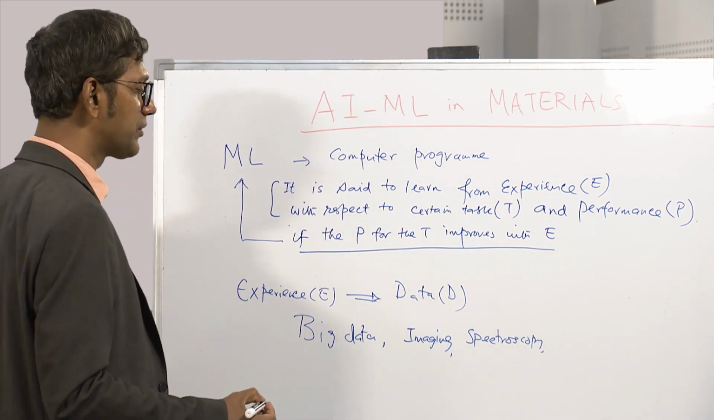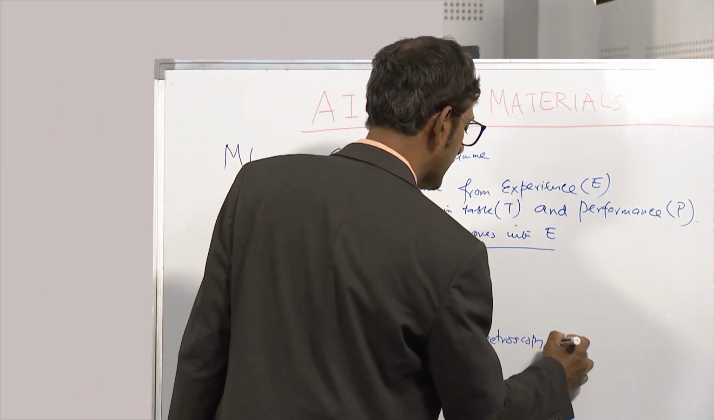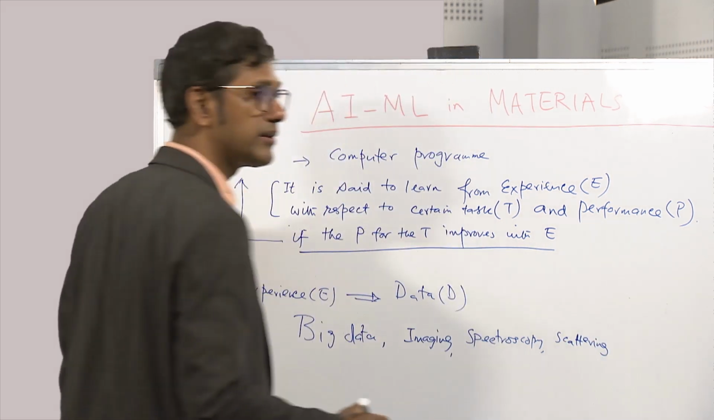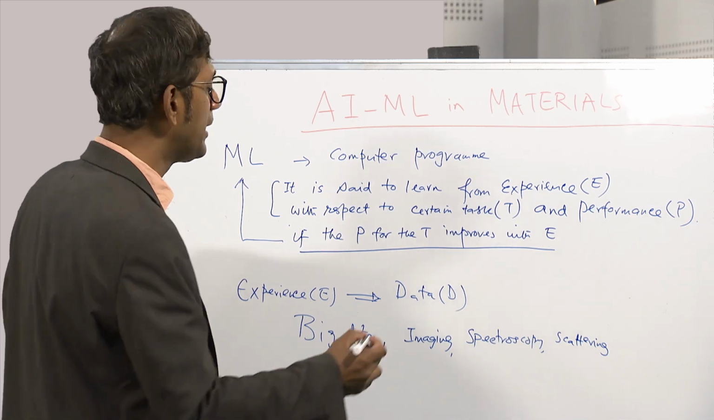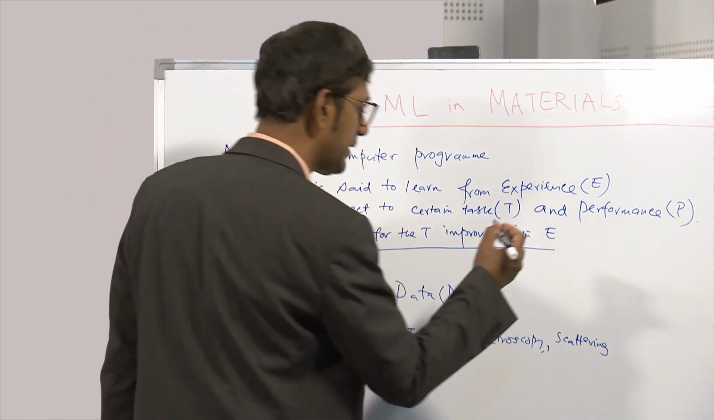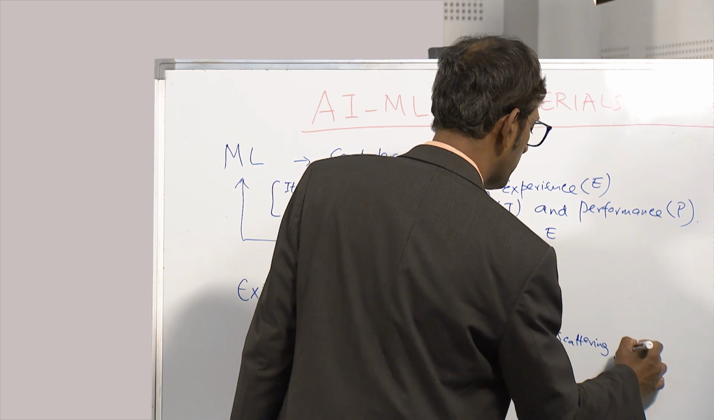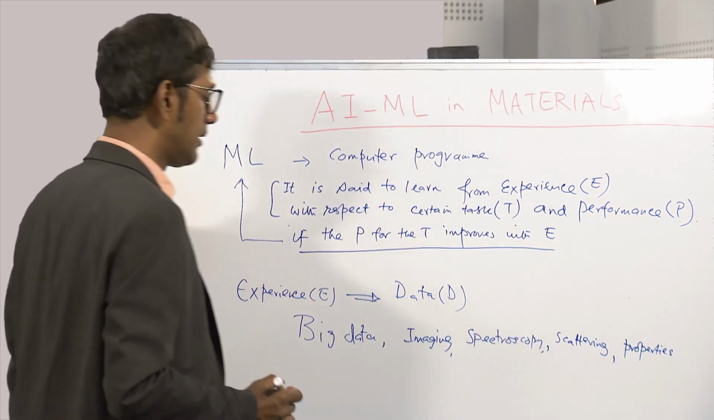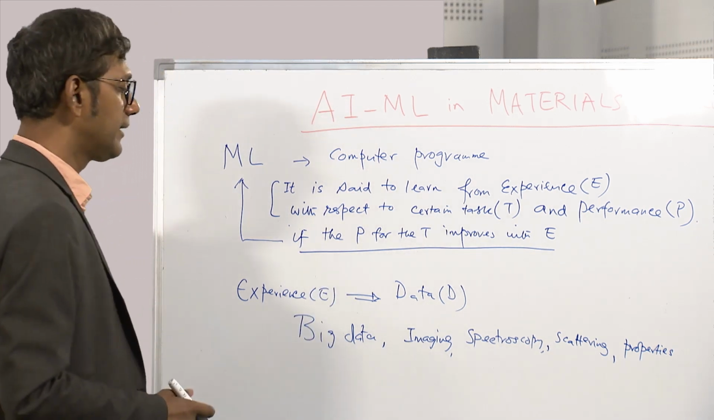This can come from spectroscopy. This can also come from scattering experiments like X-ray diffraction, neutron diffraction, synchrotron diffraction, all kinds of diffractions, and many more. You can measure mechanical properties, physical properties, or electrical properties, many other things. So that is your data.